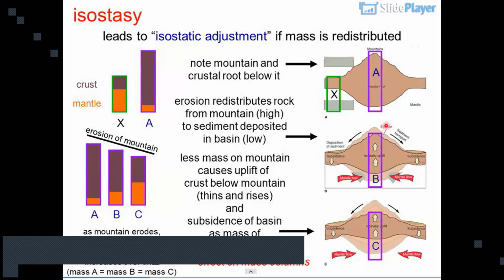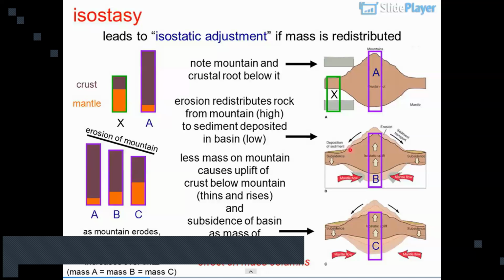In a situation where equilibrium is not achieved, for instance, let's consider these two locations: X, denoted by this green box, and A, denoted by the purple color. When erosion occurs, the top of this mountain is eroded. What now happens is that the top and bottom of the mountain will not mirror one another again. Erosion redistributes rock from mountain high to sediment deposited in basin low. So less mass on the mountain causes uplift of the crust below the mountain.